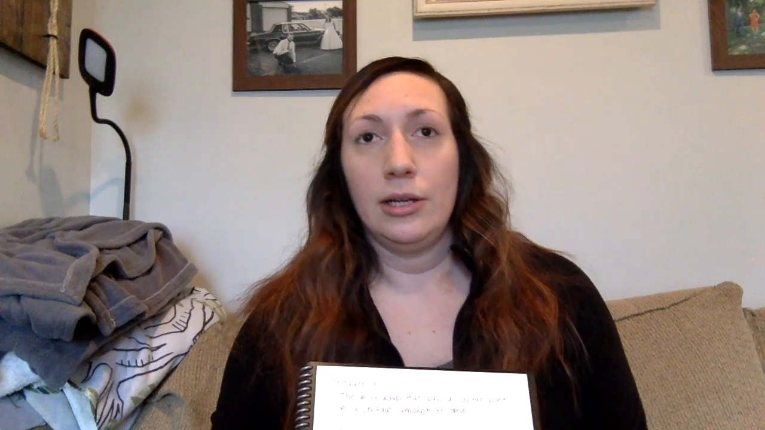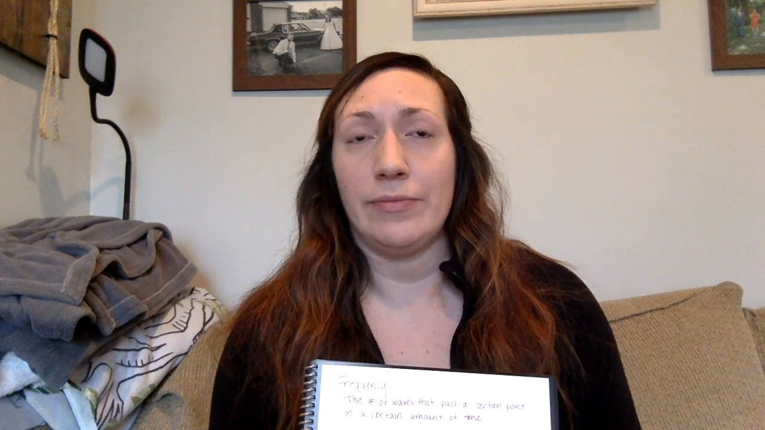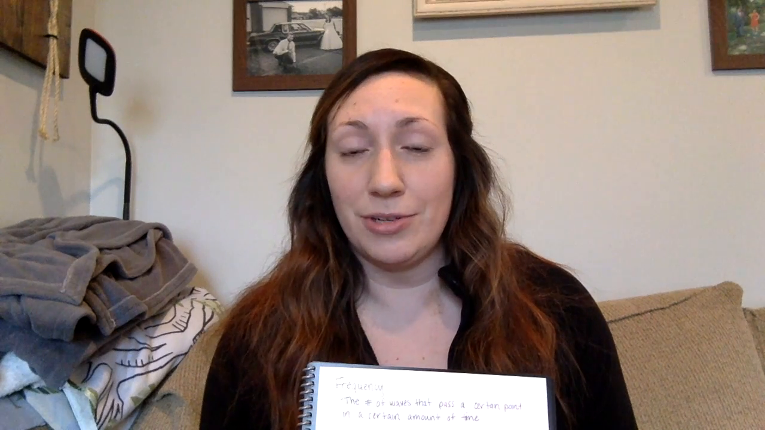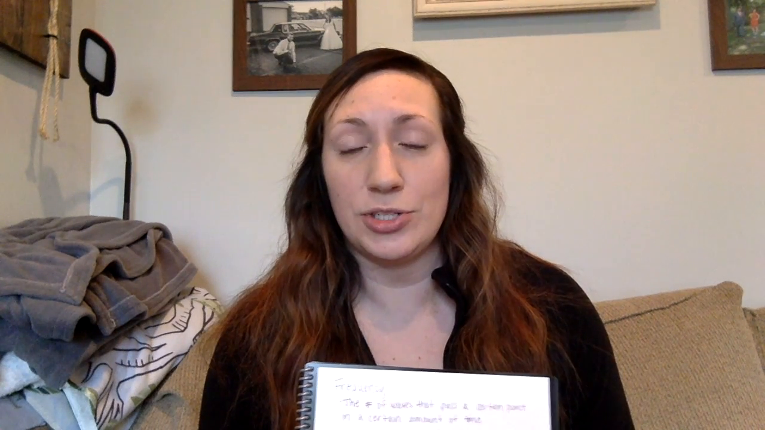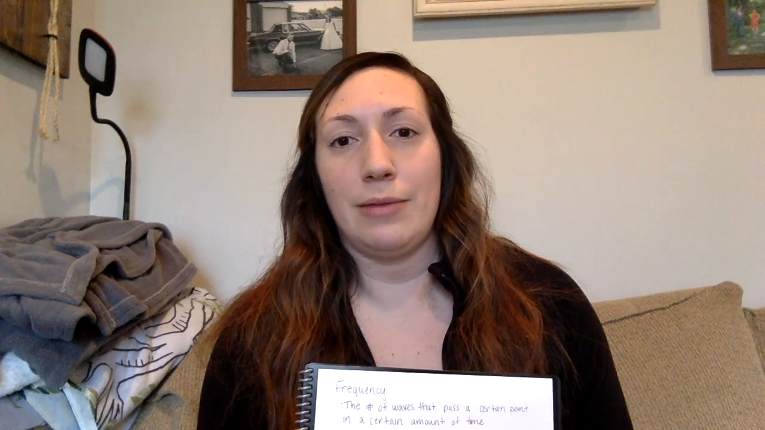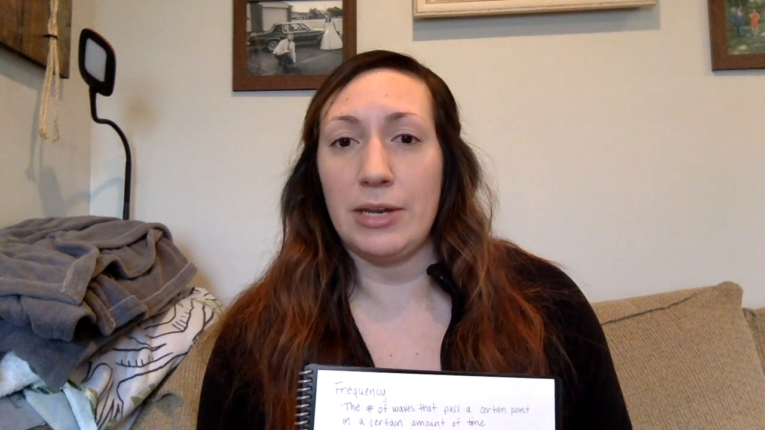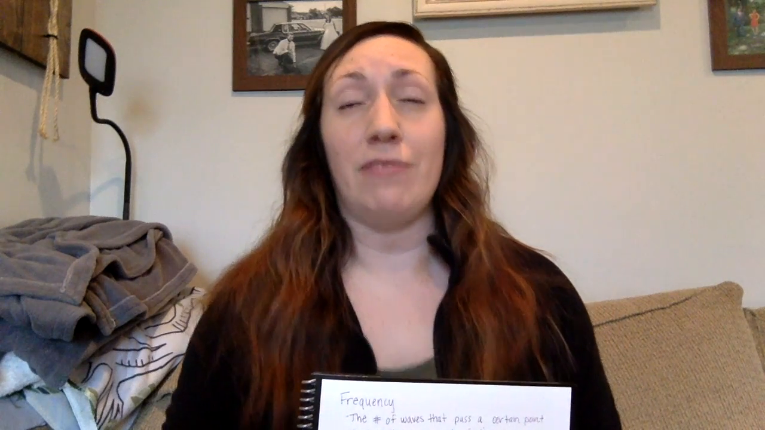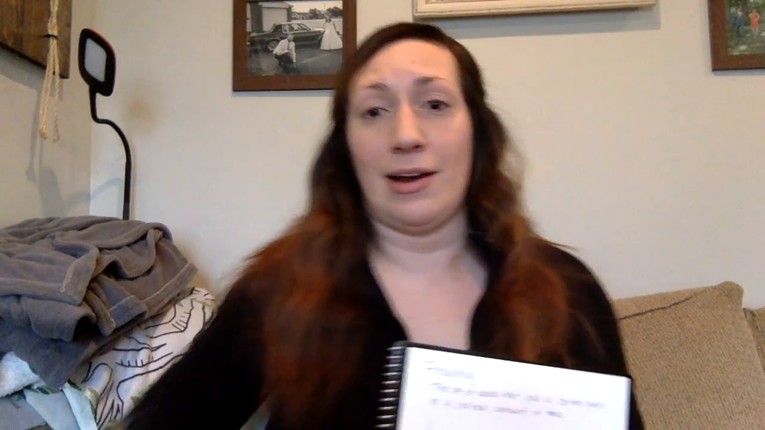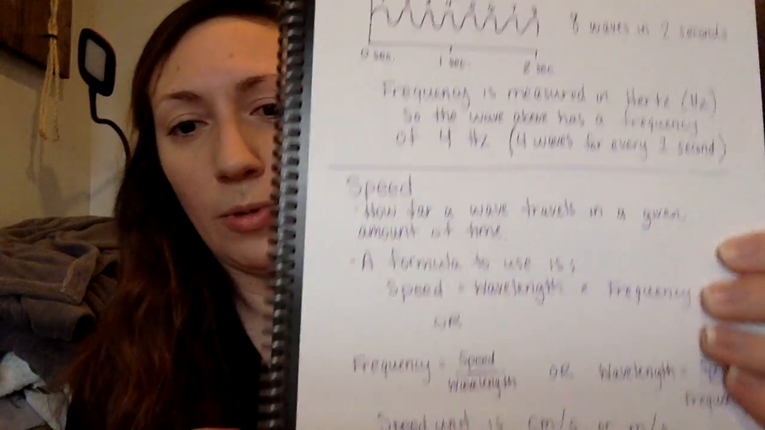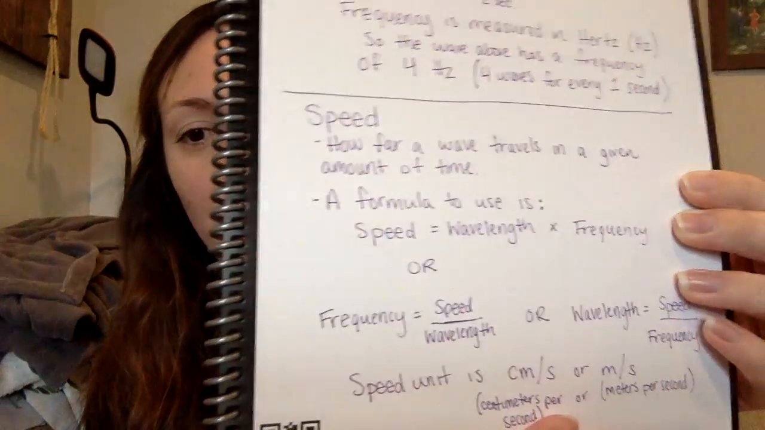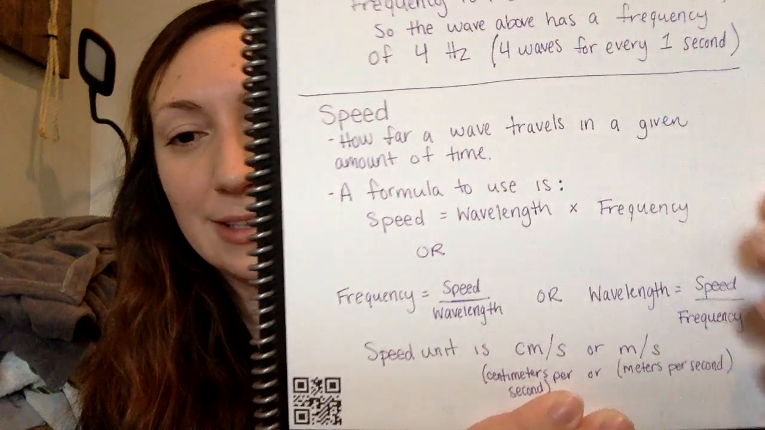Now I didn't give an example on my notes, but I can just make one up right here. So if the wavelength is 2, they're spread out so there's only 2 of them, and the frequency is 6 hertz. All you would do to figure out the speed is 2 times 6, which is 12, and it would probably be 12 centimeters per second or 12 meters per second, depending on what it's measured in.